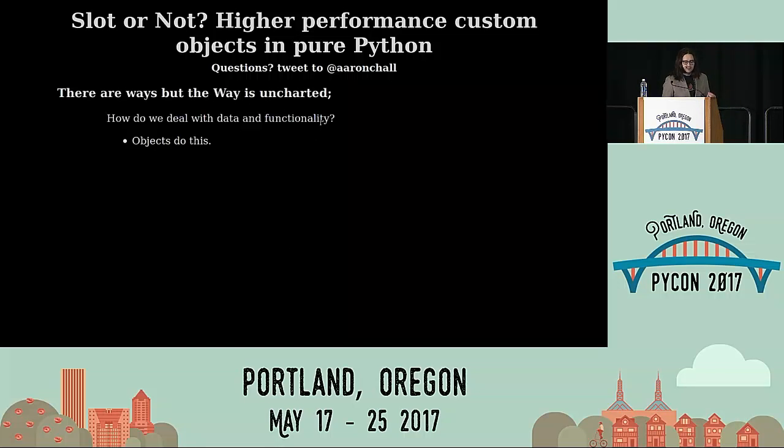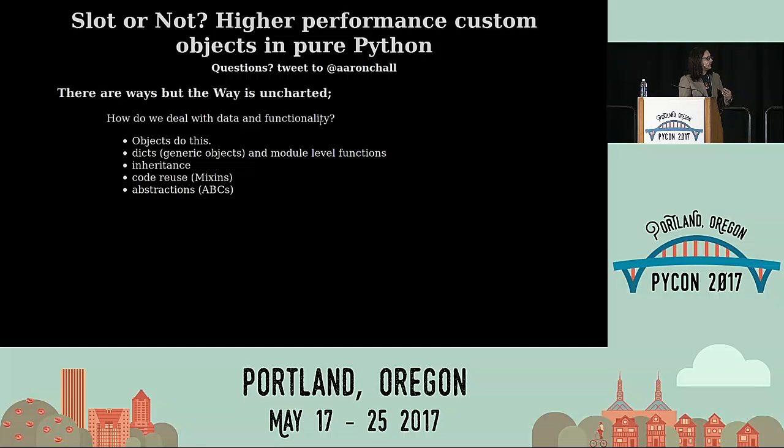So how do we deal with data and functionality? Objects let us do this. Objects are the intersection of data and functionality. We have dicts, which are generic objects, and module-level functions. That's one way of dealing with data and functionality. We have inheritance, which allows us to have code reuse. We can reuse code with mixins, and we can get abstractions, which give us interfaces that we would expect in our objects.